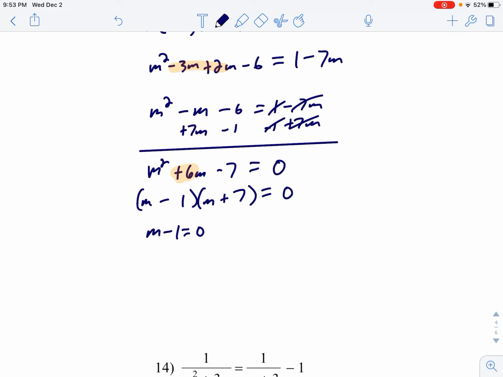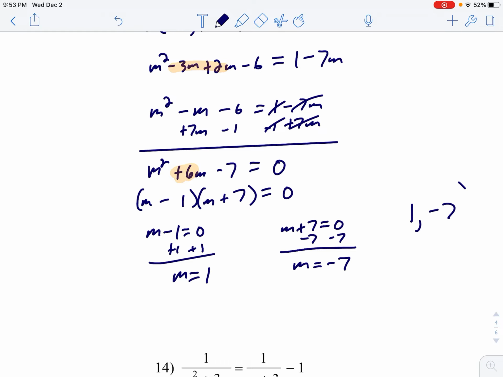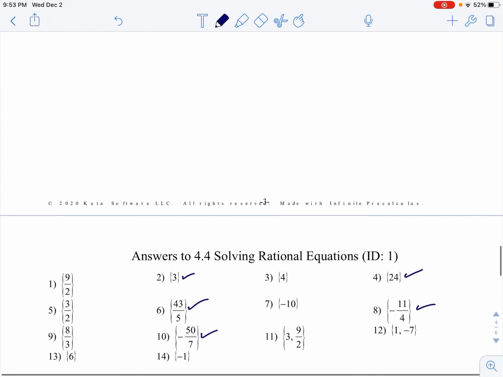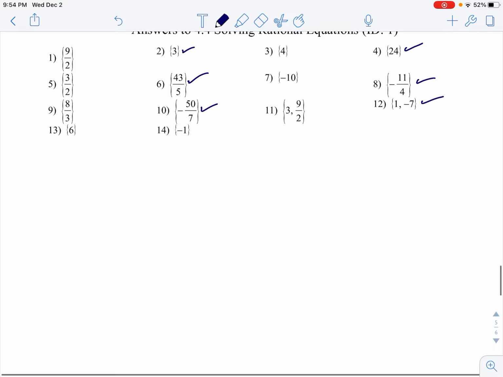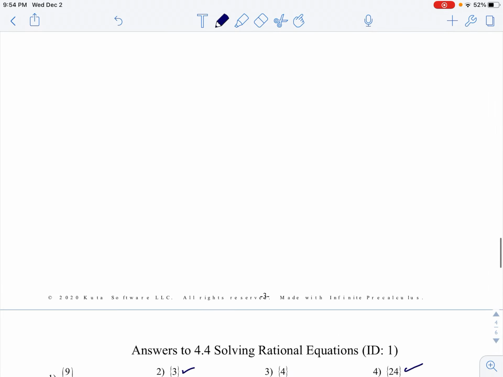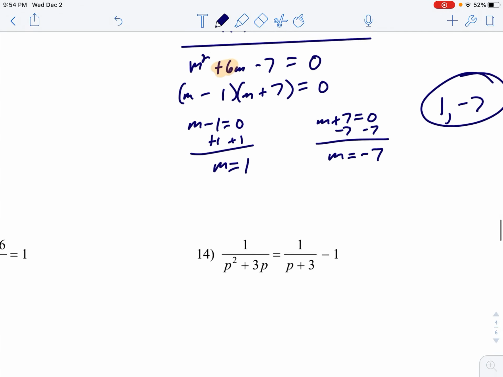Set each factor equal to 0, and then you get plus 1, m equals 1, minus 7, m equals negative 7. So positive 1 and negative 7 are the 2 answers. Yes, they are. All right, one more and we are done.